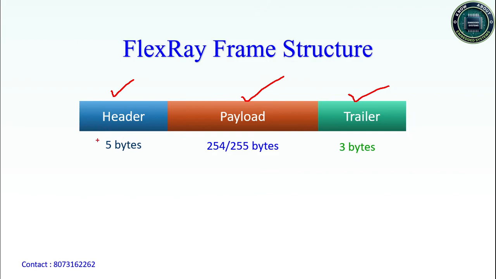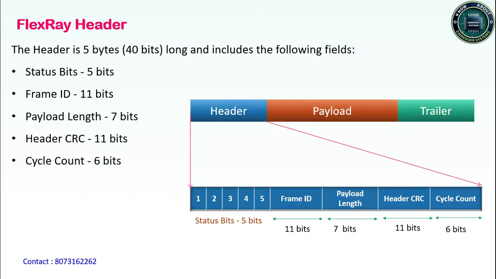A header is 5 bytes in length, and the payload is 254 or 255 bytes. Payload is nothing but data, the actual data that you want to transmit; that's called the payload here. The trailer has a CRC; in detail I'll explain later. So there are three fields: header, payload, and trailer. One by one we will see in detail.